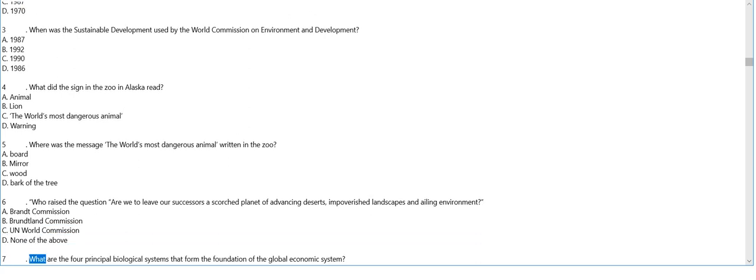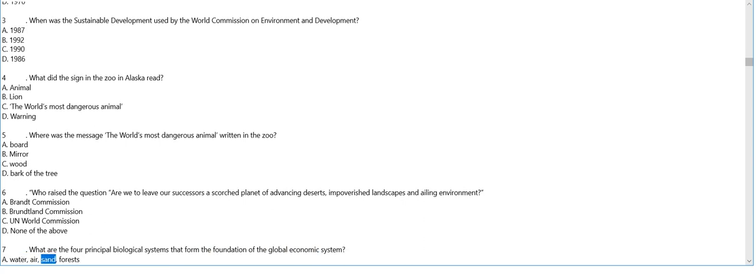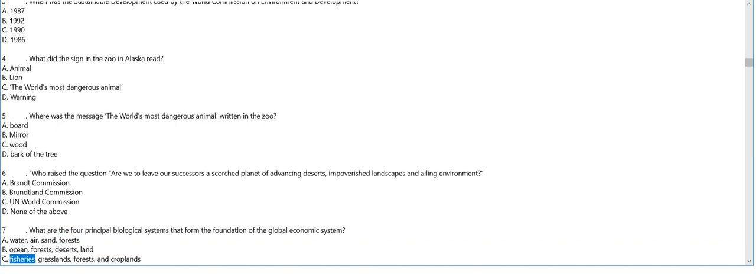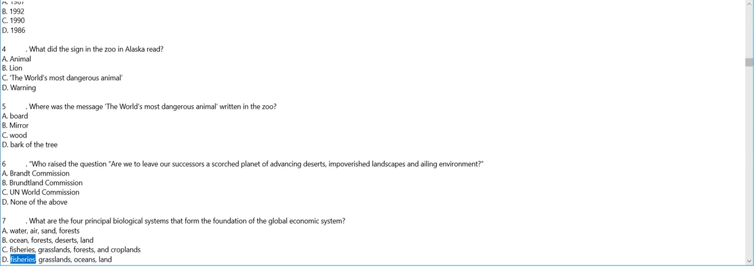7. What are the 4 principal biological systems that form the foundation of the global economic system? A. Water, air, sand, forests. B. Ocean, forests, deserts, land. C. Fisheries, grasslands, forests, and croplands. D. Fisheries, grasslands, oceans, land.